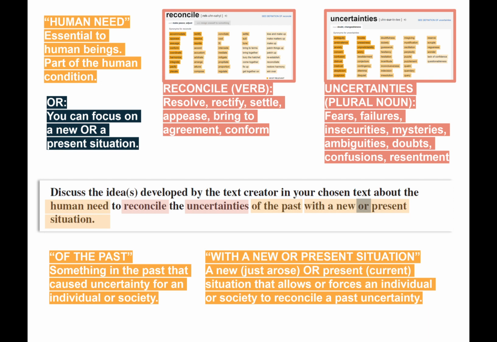Next, I highlighted important phrases in the prompt using yellow. First, I highlighted human need. Human need tells me that the prompt is asking me to consider this desire to reconcile something as essential to human beings, that it's part of the human condition and that most, if not all, people will feel compelled to do this at some point in their lives.